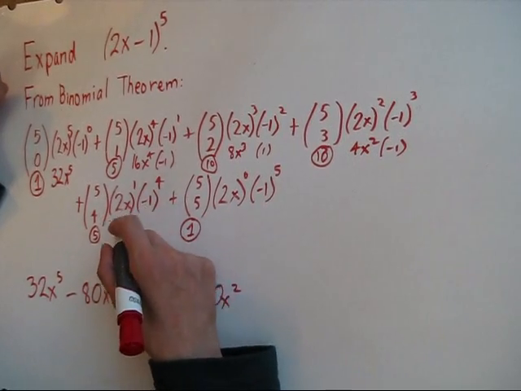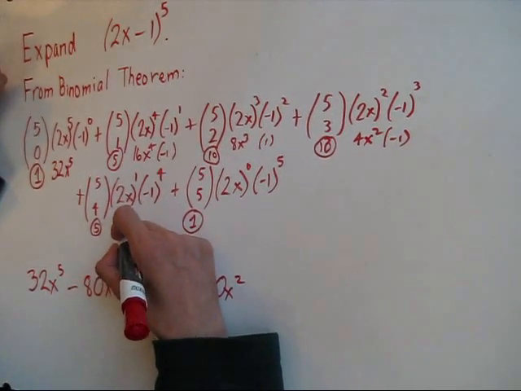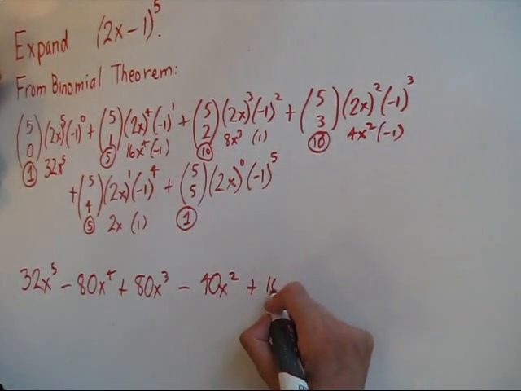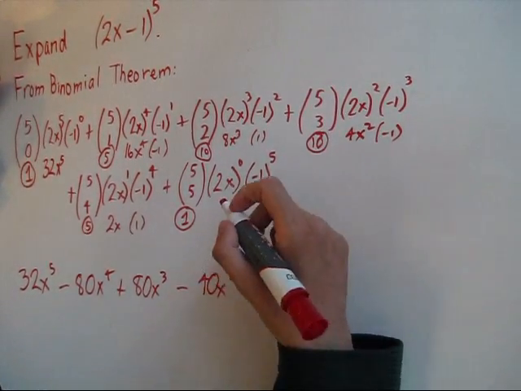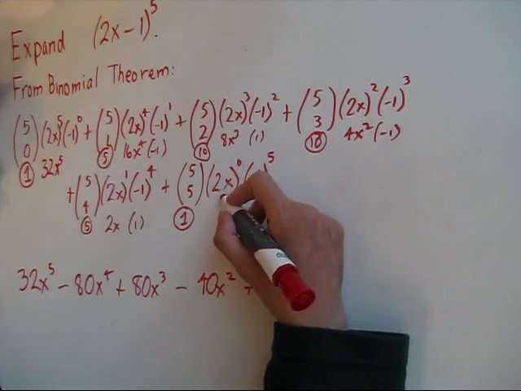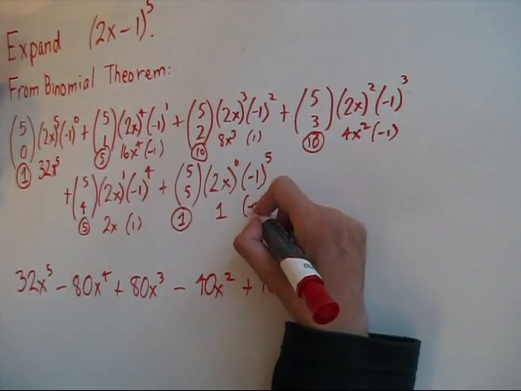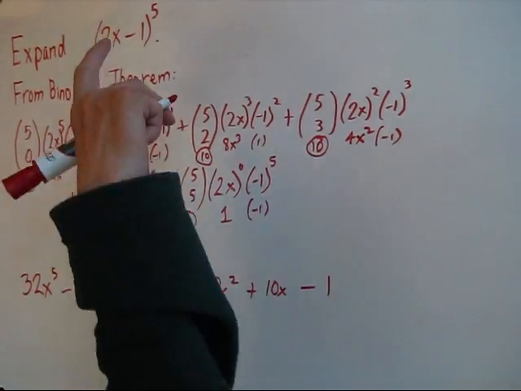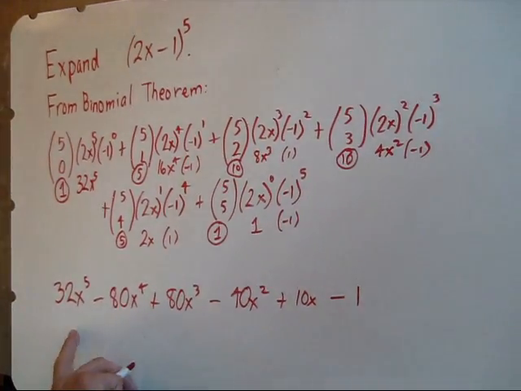Over here, 2x to the 1st is just 2x. Negative 1 to the 4th is just 1. So we have plus 10x. And then our last term, this is to the 0 power, so it's just 1. This will be a negative 1. So we have minus 1. And that is this binomial expanded.